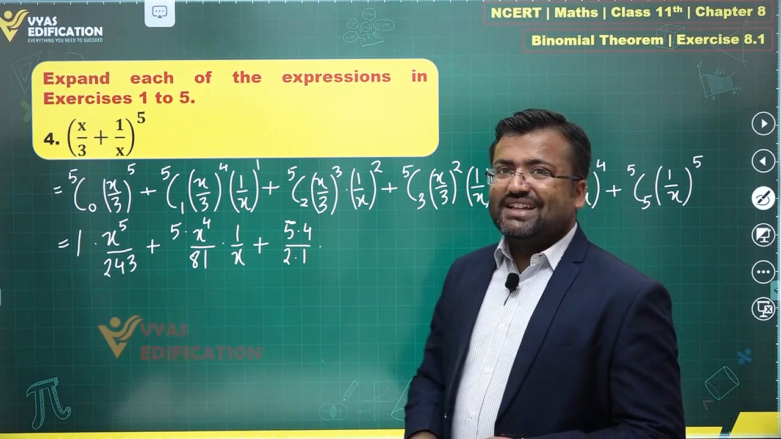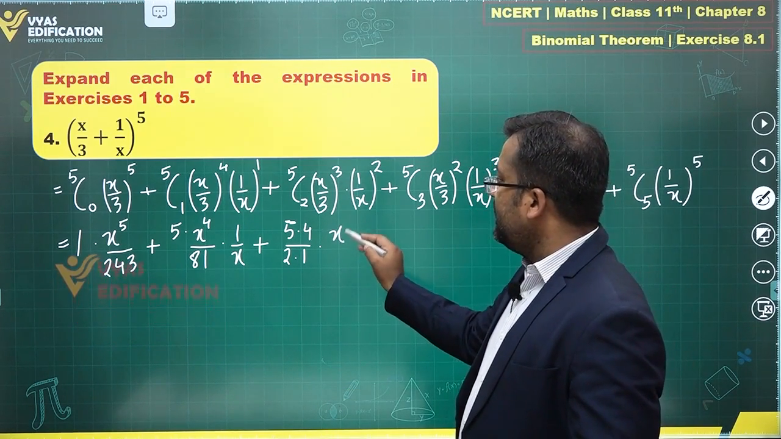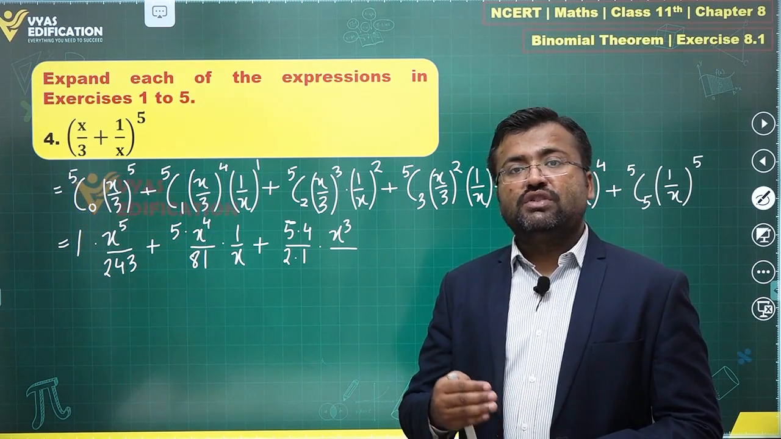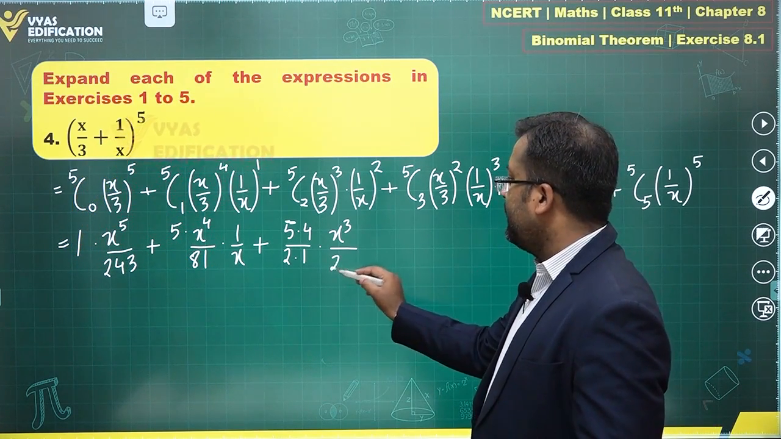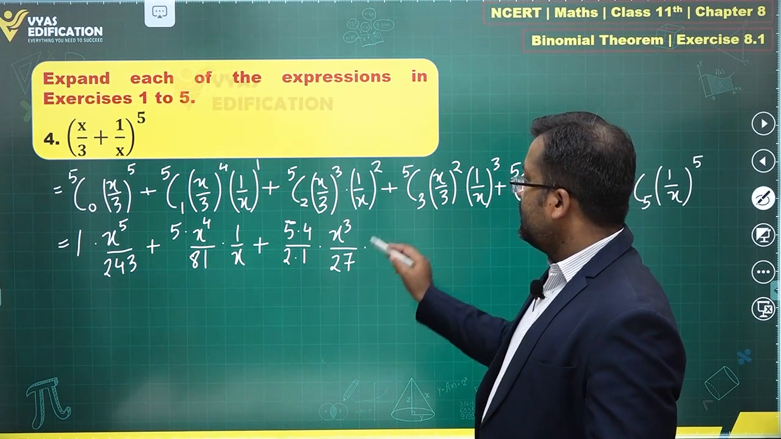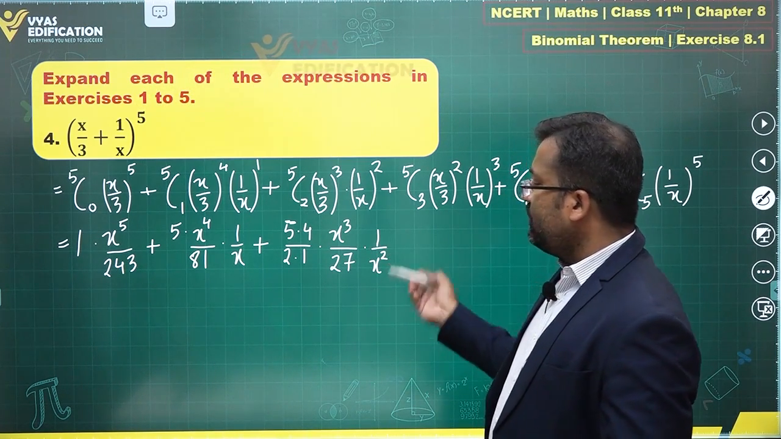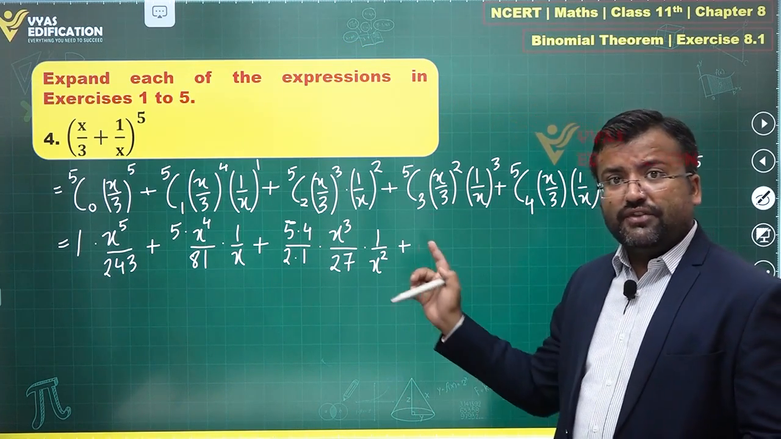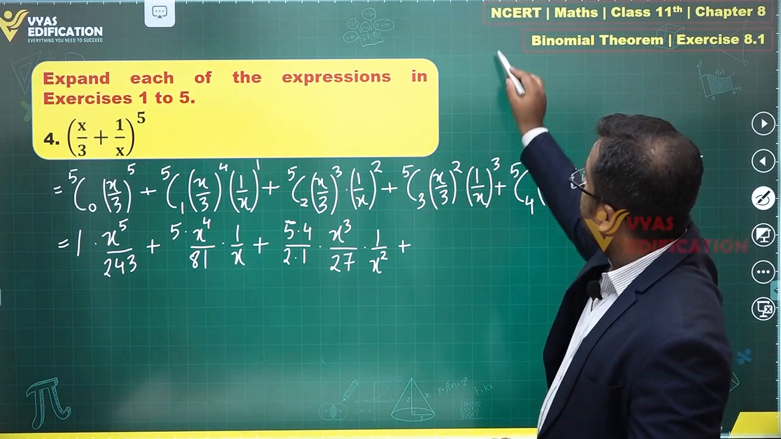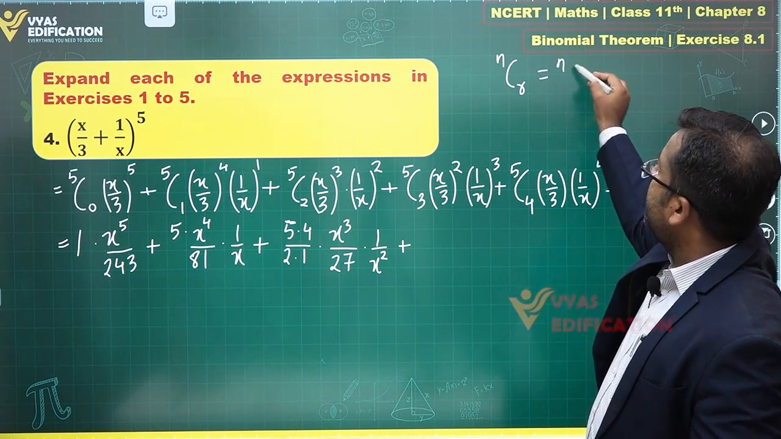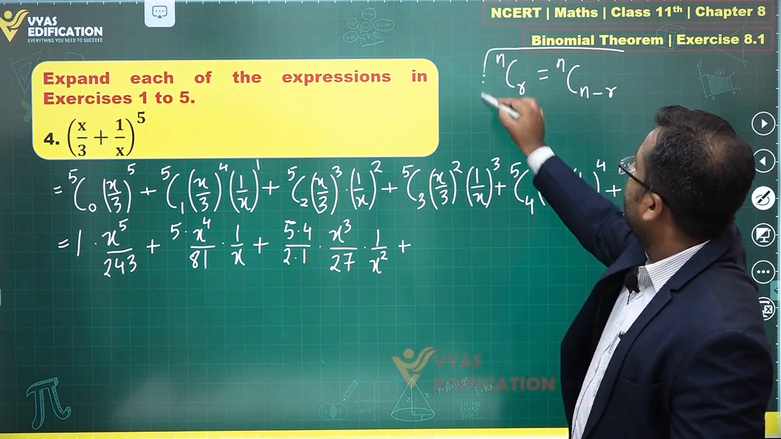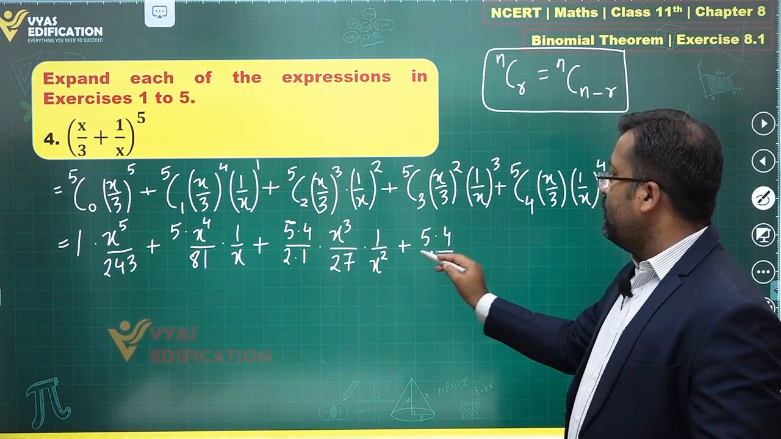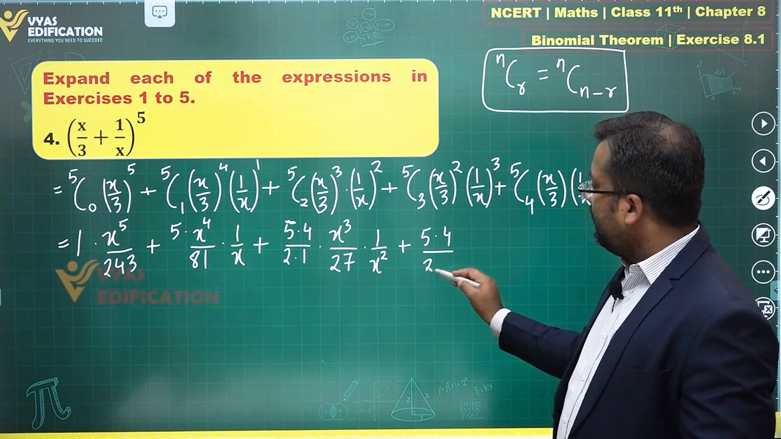What about x by 3 power 3? This will be x power 3 over 3 power 3. Now what is 3 power 3? 3 power 1 is 3, 3 power 2 is 9, 3 power 3 is 27. Okay. What is this? This is 1 by x square. 1 square is simply 1, right? No need to worry about that. Now what is 5C3 equal to? Now 5C3 is same as 5C2, since nCr is same as nC(n minus r), right? So this is 5C2. 5C2 will be 5 times 4 upon 2 times 1.